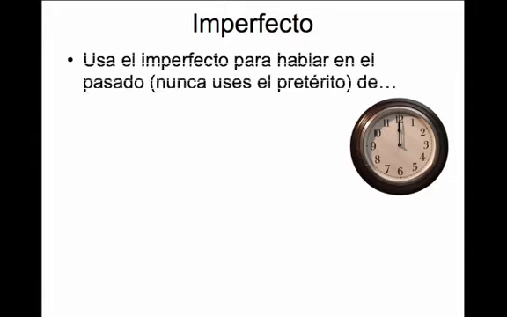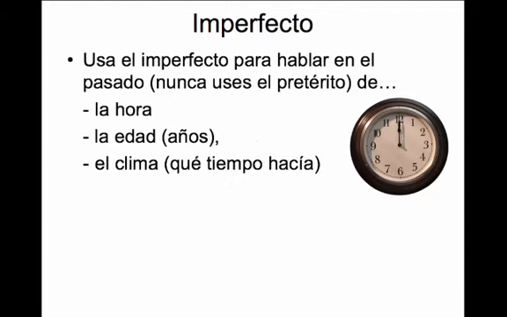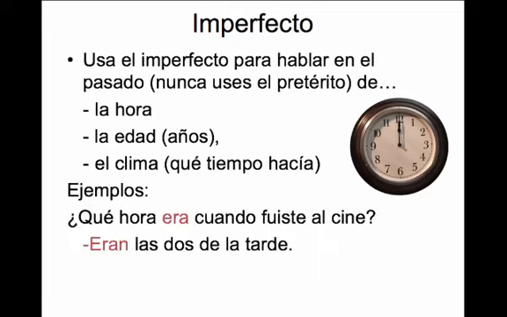Now with imperfecto, there are a few cases in which you only use imperfecto and never pretérito: when you talk about la hora, the hour or time, when you talk about age, la edad, cuántos años tenía, and also when you talk about climate or weather, what was the weather like, qué tiempo hacía. So some examples of that. ¿Qué hora era cuando fuiste al cine? What time was it when you went to the movies? Eran las 2 de la tarde.